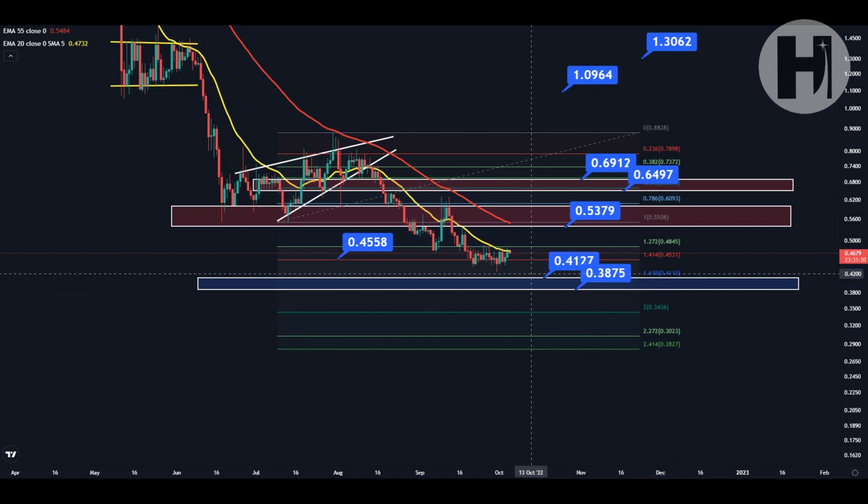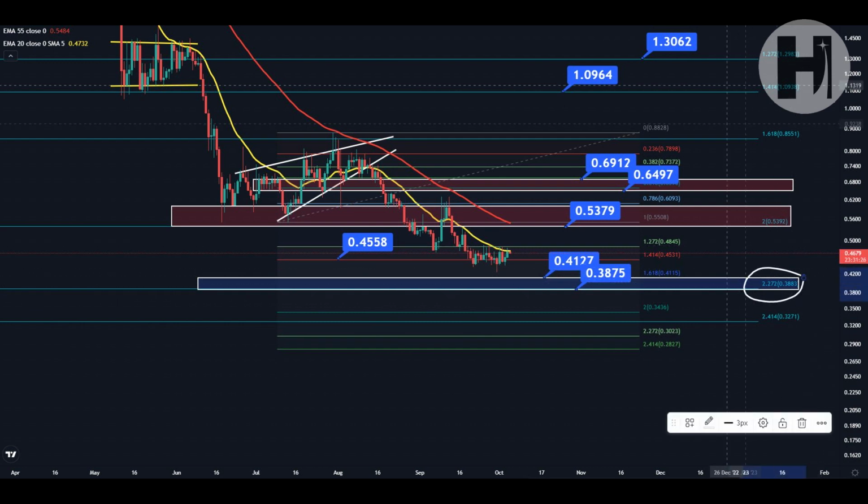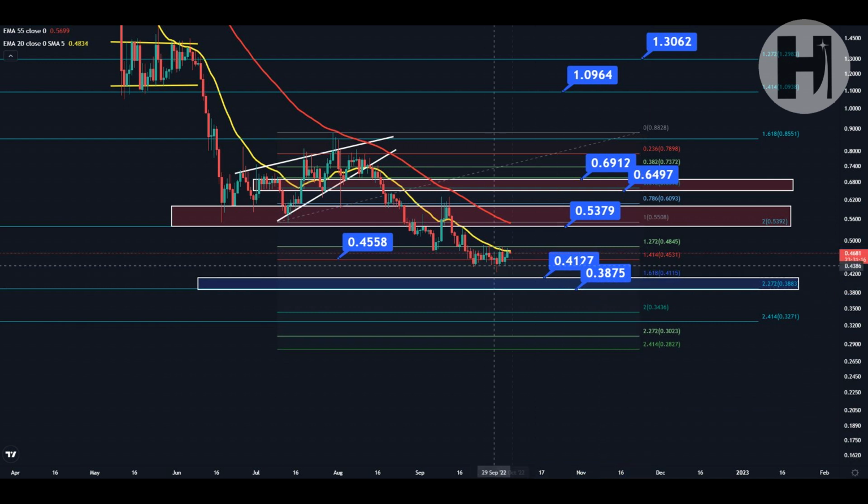If I bring back the larger Fibonacci retracement, you can see that you have the 2.272 of that retracement very close to the 1.618 of this smaller one. So this just gives me a nice buy zone of 39 cents all the way up to 41 cents, and this is potentially where we are going to be bottoming out for Glmr.